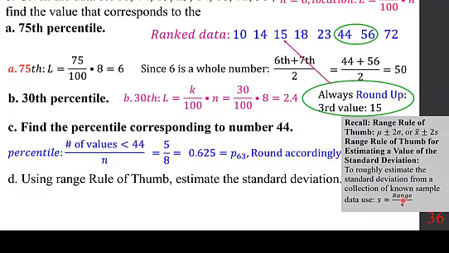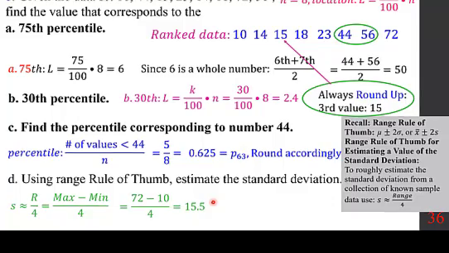So the range is 4 times the standard deviation, or the standard deviation can be approximated by this division, range divided by 4. And as you recall, range is max minus min. So 72 minus 10 over 4 gives us 15.5. So this is the rough value for the standard deviation. Needless to say, we can calculate the standard deviation with the formula that we have.